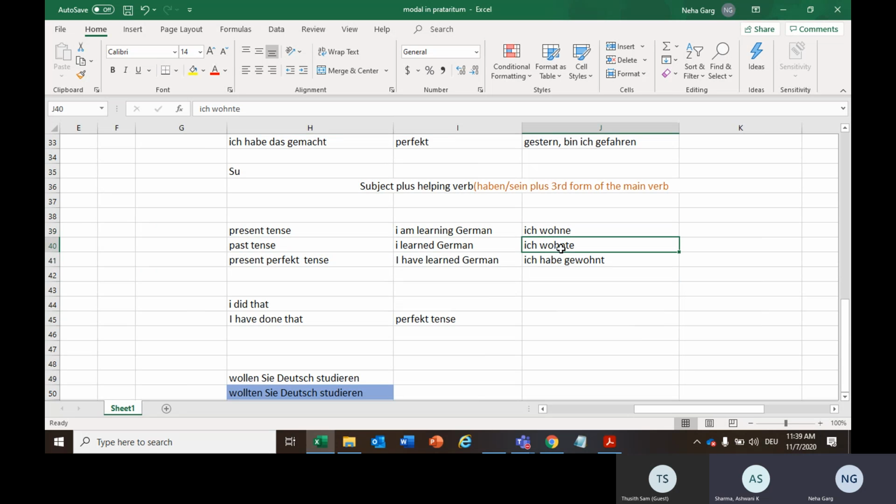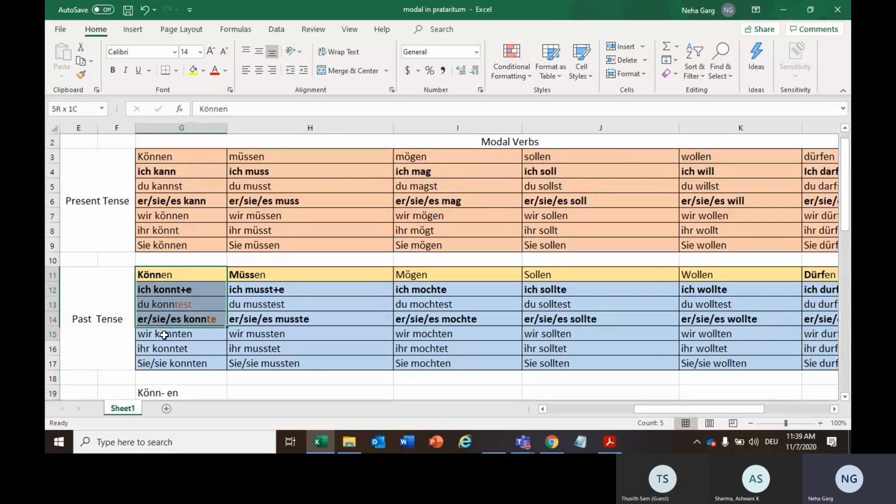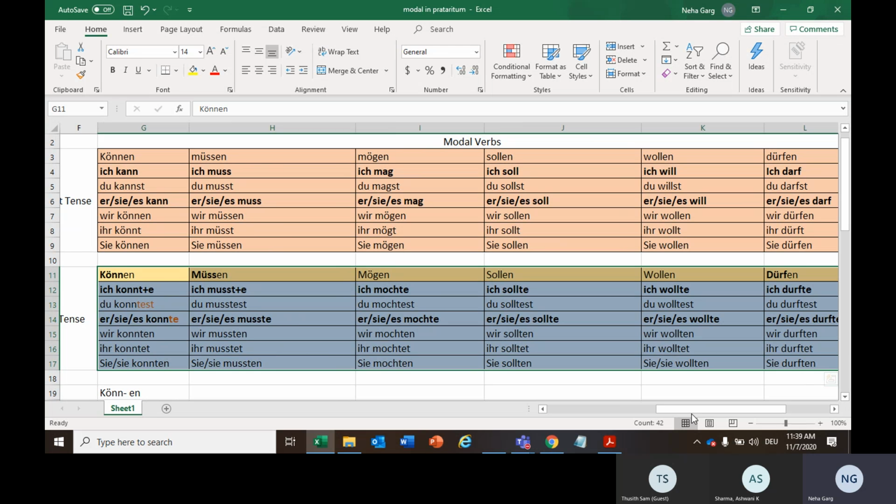Now if I talk about normal verbs, let's say regular verbs or irregular verbs or separable verbs, there we hardly use past tense. But when it comes to modal verbs, these are important to learn in past tense also. So now let's see how they are conjugated and how we use them.